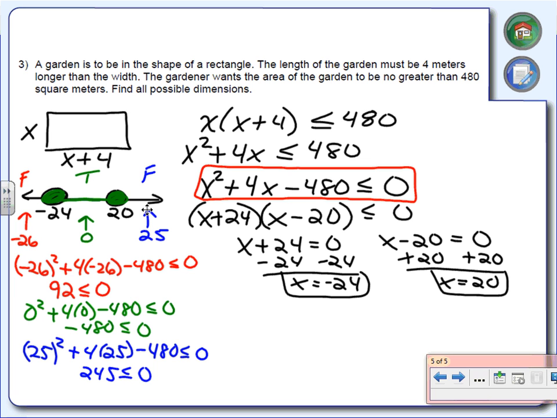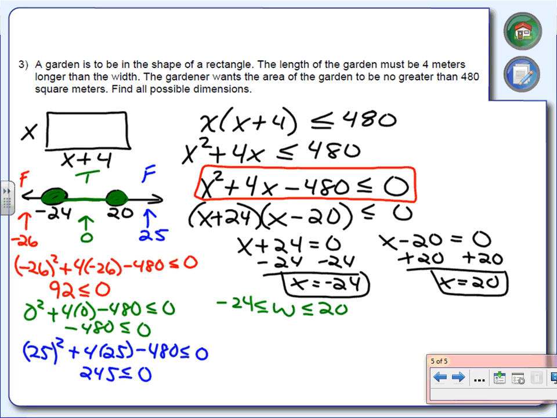What did the question ask for? Find all possible dimensions. So I'm looking for a length, but I'm also looking for a width. X represents our width. So to keep this straight, what I'm going to do is instead of X, I'm going to use W. And right now we're saying that the width is falling between 20 and negative 24. Right now that's what we're saying.